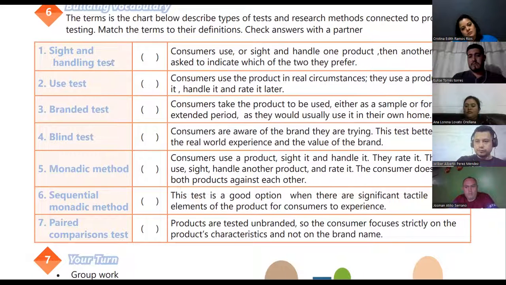Site and handling test. What is this? What is the use test? What is the branded test? What is the blind test? What is the monadic method? What is the sequential monadic method?